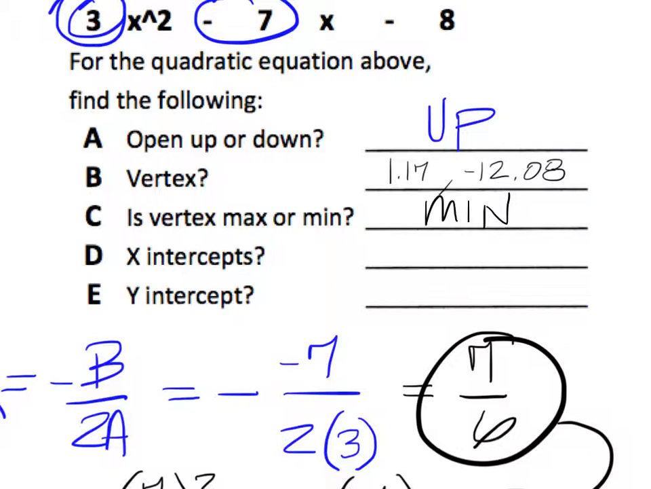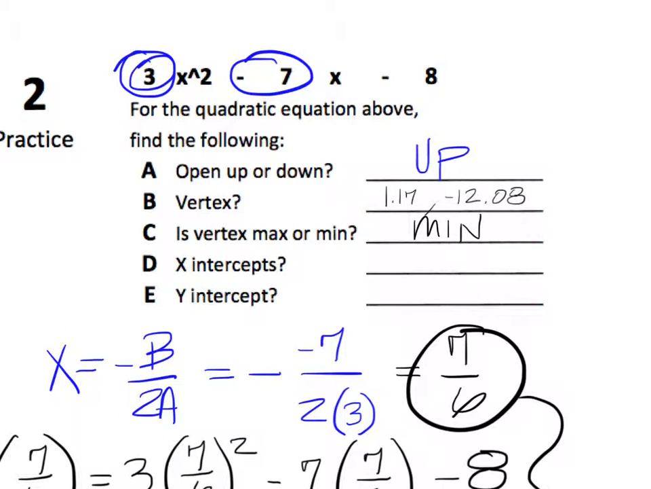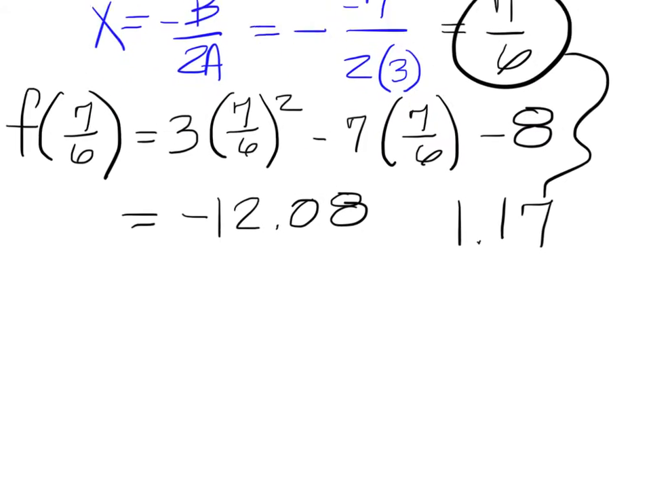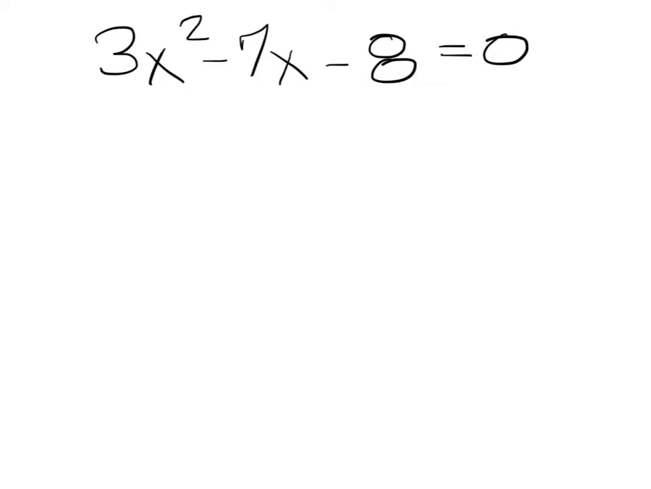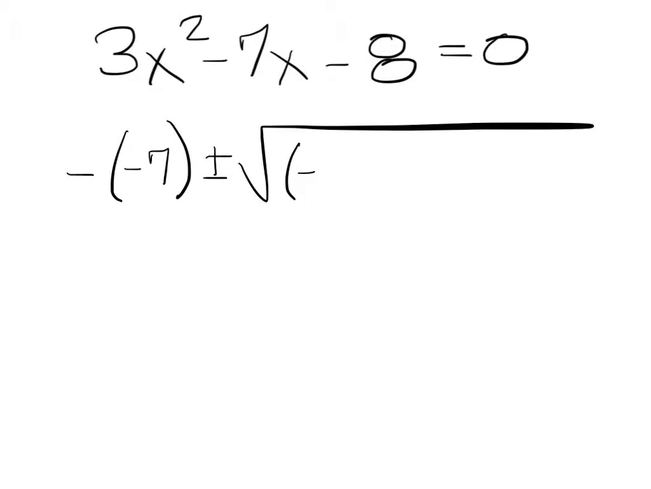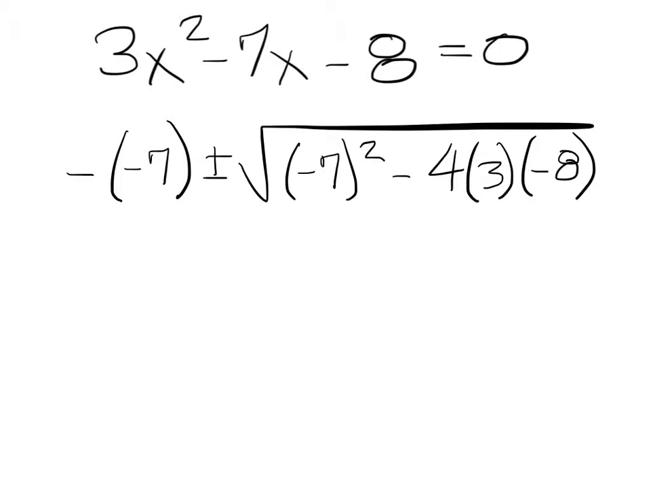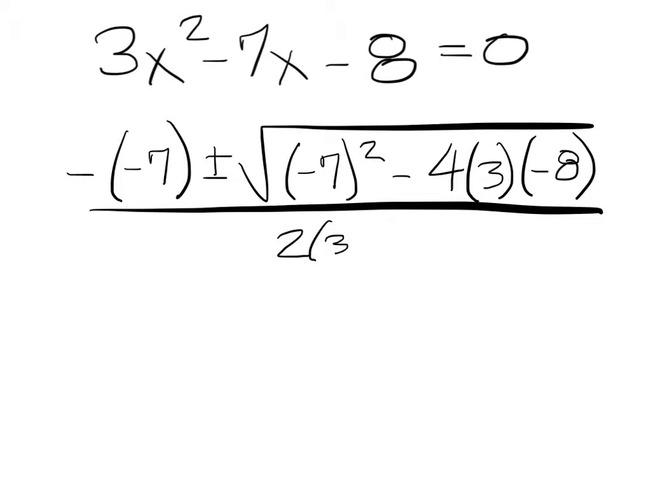And to find the x-intercepts, you have to use the quadratic formula. The equation is 3x squared minus 7x minus 8. And you can set that equal to 0. When you put it in the formula, it'll be negative 7 plus or minus the square root of the quantity squared of negative 7, close the quantity, minus 4 times 3 times a negative 8. All of that over 2 times 3.